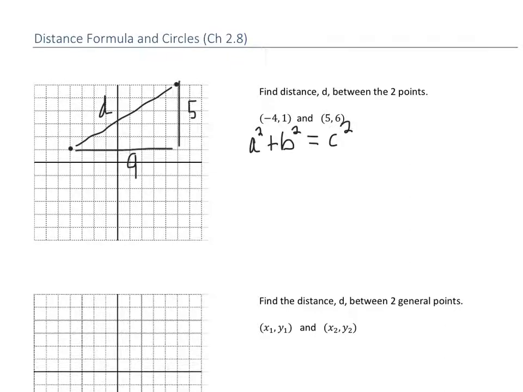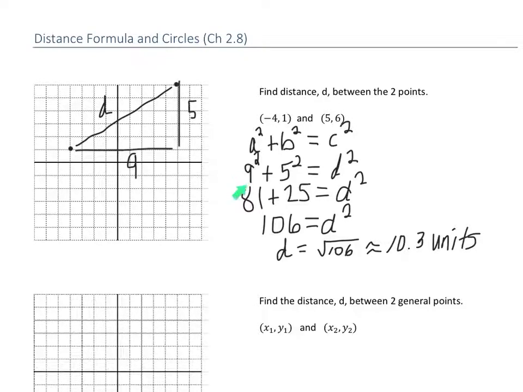So the Pythagorean theorem is a squared plus b squared equals c squared. A and b are the legs of the right triangle that create the 90 degrees. And the c is the hypotenuse, which is the diagonal. And in this context, the hypotenuse will be letter D instead of C.